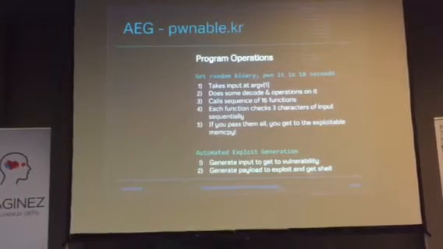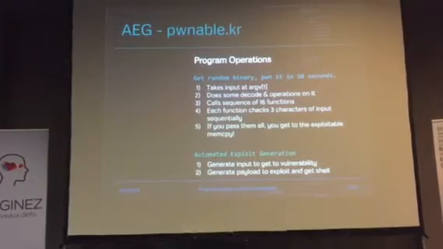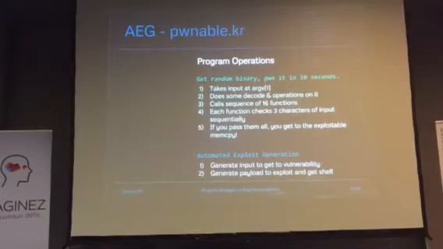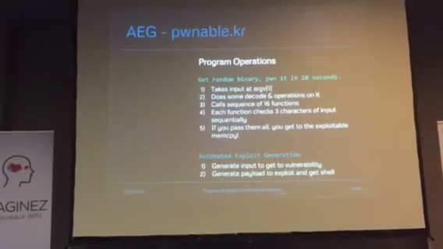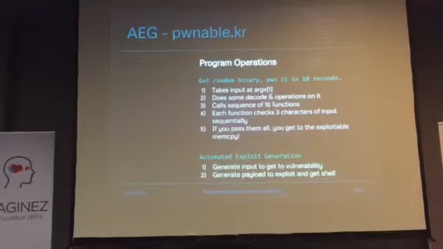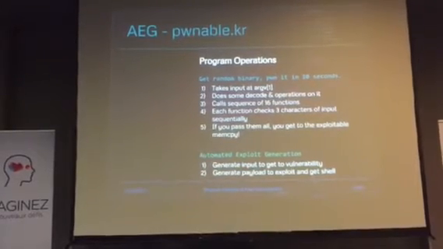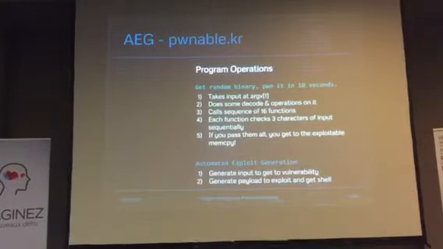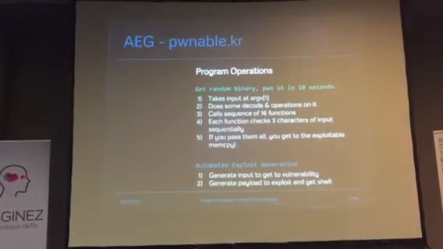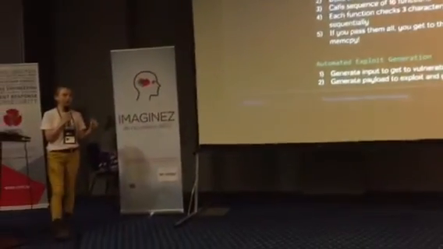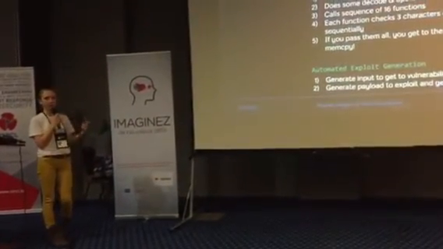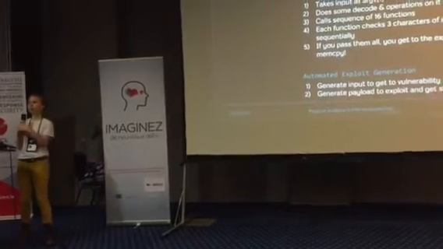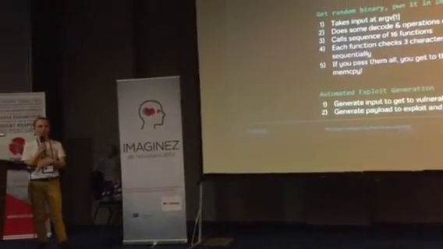The target that we're looking at today: first of all, you only have 10 seconds to get a shell. We know that it takes our input and does some operations on it, which happen every time. It then calls a random sequence of 16 functions with 3 checks in each function, and those change every time we connect to the server. So we don't have any way to hard code those checks into our tool.